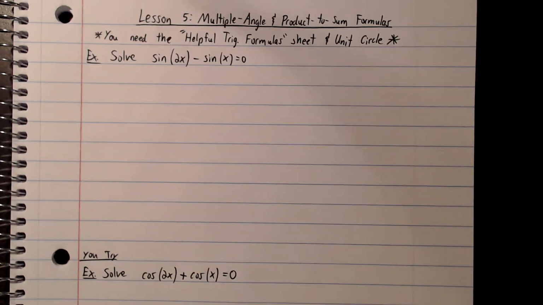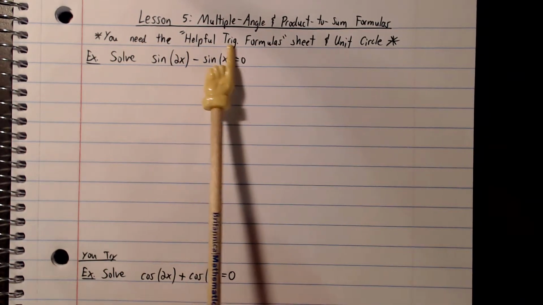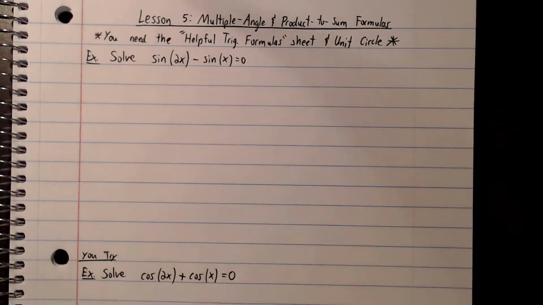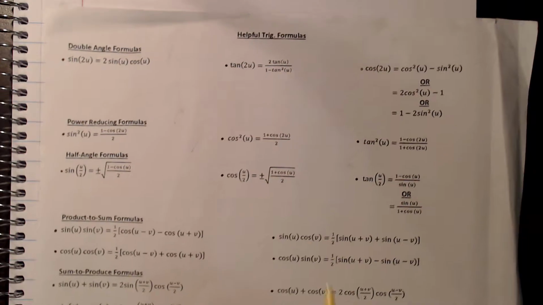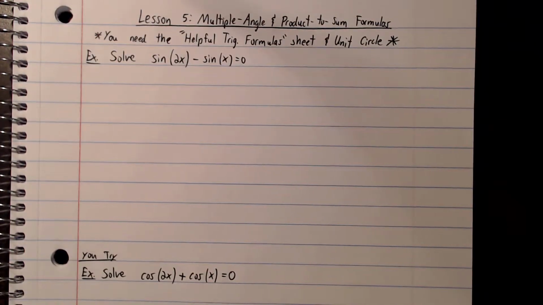Hello everyone, we're on lesson number 5, multiple angle and product to sum formulas. So you might see right here it says that you need the helpful trig formula sheet and a unit circle. If you don't have this from last time, go to Unit 5 documents, print this out, you're going to need it, and get yourself a unit circle as well. Pause the video, and resume when you have all that ready to go.